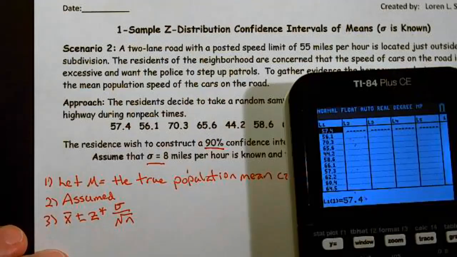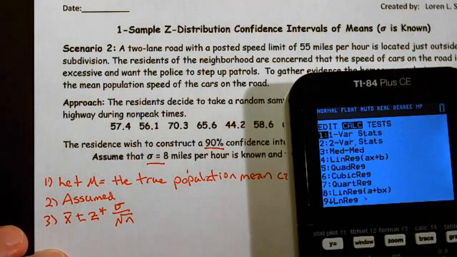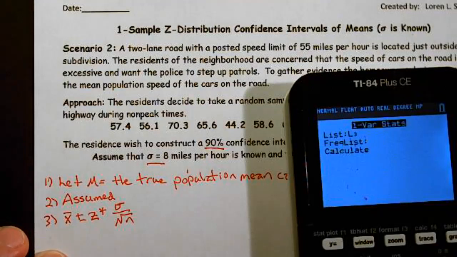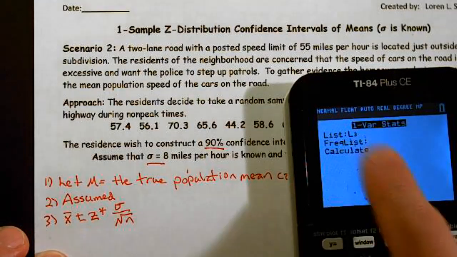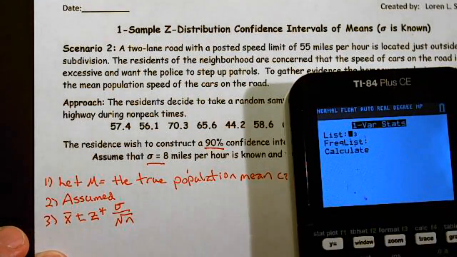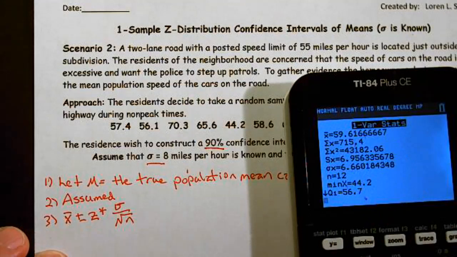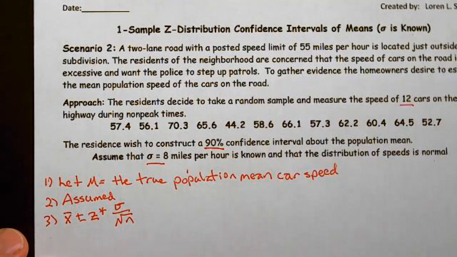Once we have that, it says identify and label all your parts. To do that, I'm going to need to go stat, arrow over to calc, one variable statistics. My list happens to be in L1, so I'm going to press second 1, and I end up getting an X bar of 59.616. The standard deviation, they told me what that was.